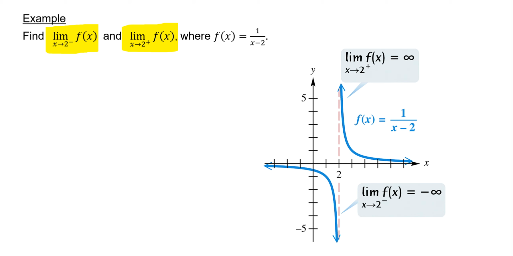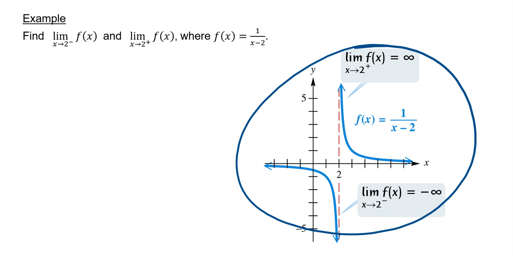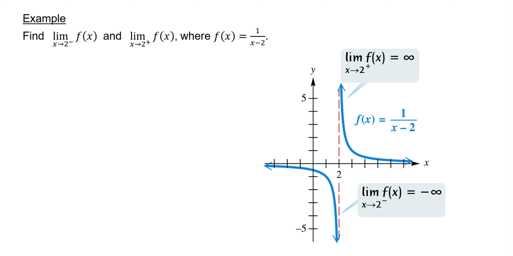So you can actually make a table for yourself and plug in values getting closer and closer to see if your answers are getting closer to positive or negative infinity. But we're primarily going to deal with questions that are given graphs for these types of questions. So let's go ahead and use the graph.